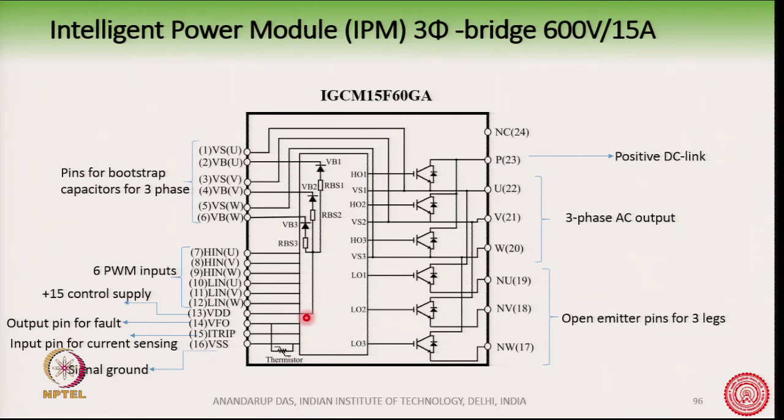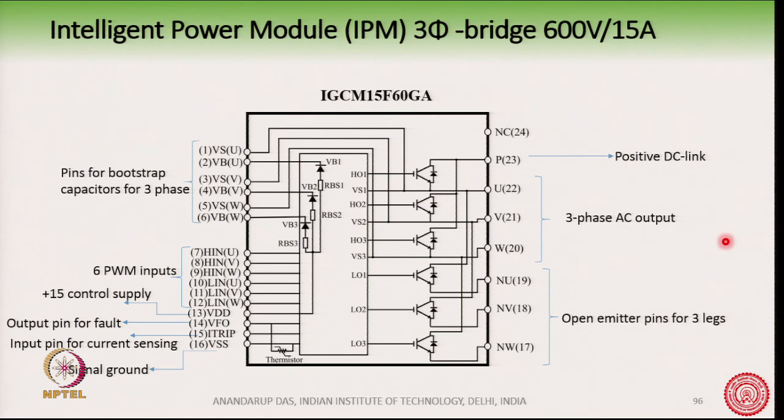The IPM has fault features. If there is an overcurrent fault, it will give a trip signal, and the output pin VFO will go low, indicating a fault if anything is going wrong here. You can apply the DC link, this is the positive DC link P, and there will be an N DC link here also, and then you have a 3-phase AC output.